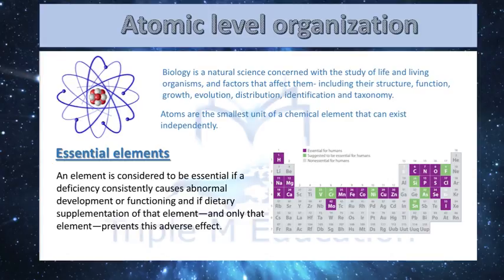The elements highlighted in purple on the periodic table are those essential for humans. Those highlighted in green are those suggested but not identified as essential for humans. Notice that fluorine is not identified as essential for humans, although in some communities it is suggested as such.